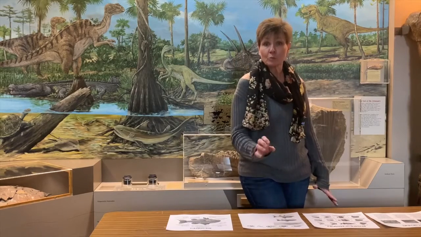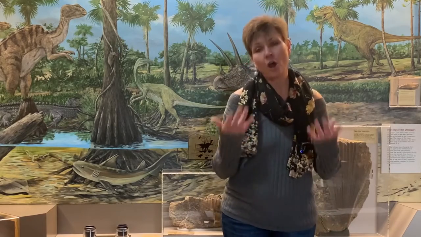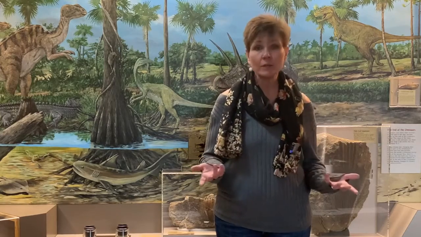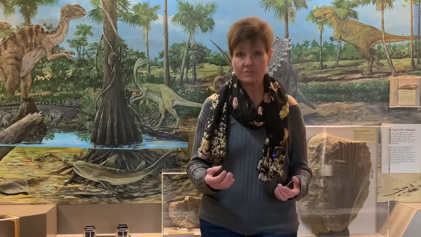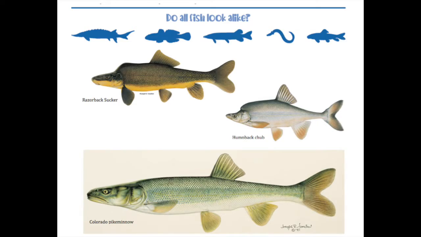The next paper you will print out is "Do All Fish Look Alike?" Well, of course we know that all fish don't look alike, right? Not all people look alike, not all animals look alike. So of course, fish look different. On your paper, you're going to see 3 different fish. These are native fish. What that means is these are the fish that live here in this place called the Colorado Plateau. So native fish are the fish that belong here.